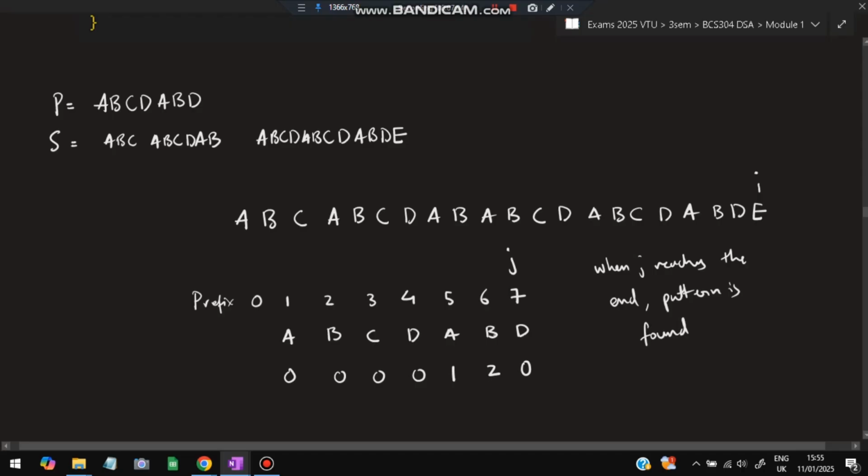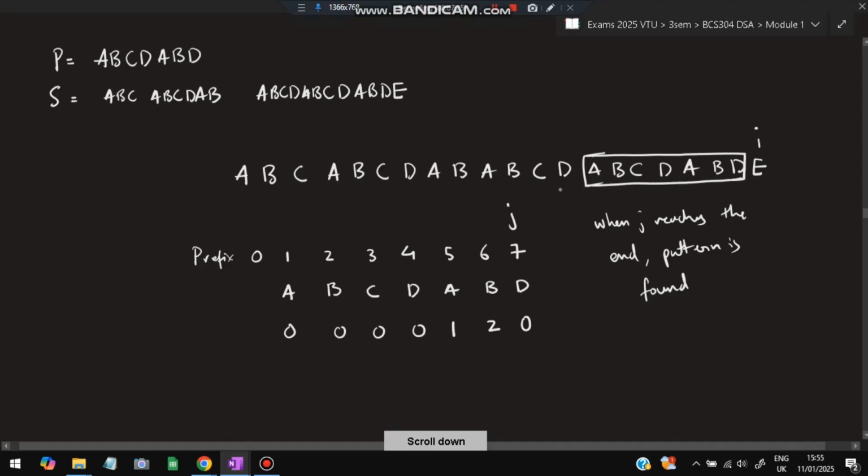because every time we'll be comparing the next one. So if it has reached this point, it means till this point it was matched, so we'll be taking I minus 1, that point till the starting one. So A B C D A B D A B C D A B D, this is the point where the match has happened. So the pattern is found in the string. This is the KMP algorithm you have to write.